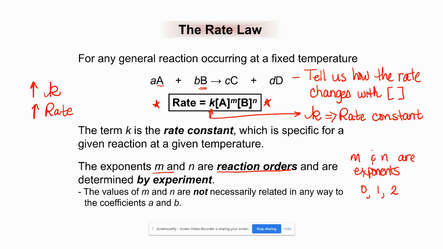The other important part is we cannot eyeball a reaction and figure out what the reaction orders are. This comes from experimental data. So that's why this is highlighted, bolded, that M and N are determined by experimental data. There are going to be two types of data that we're going to learn about. One is going to be what's called methods of initial rate. And the second is going to be integrated rate law.